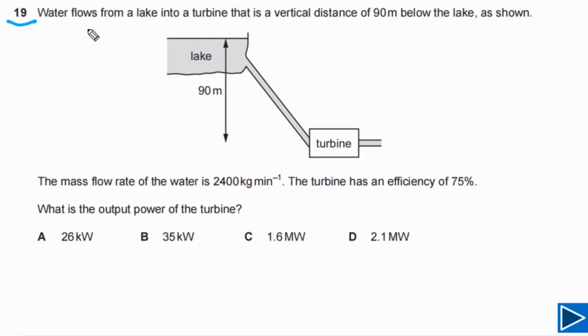For question number 19, it is given to us that water flows from a lake into a turbine that is at a vertical distance of 90 meters below the lake, as shown in this figure.